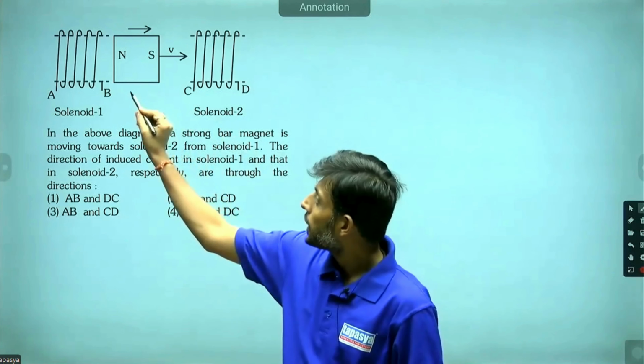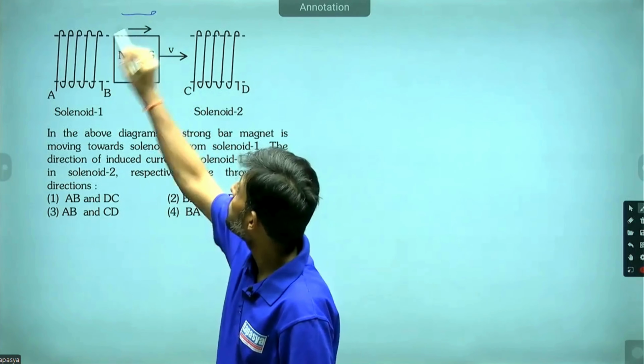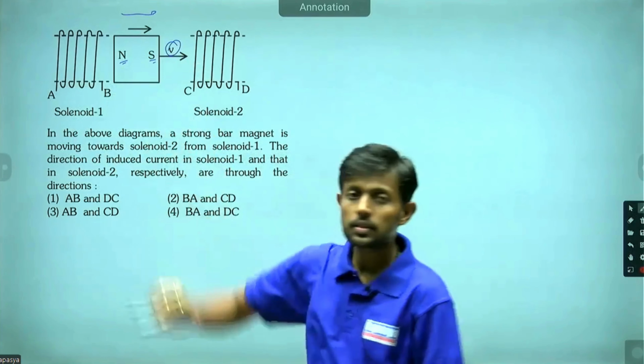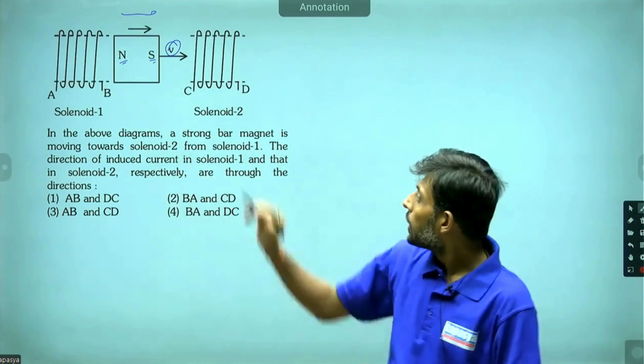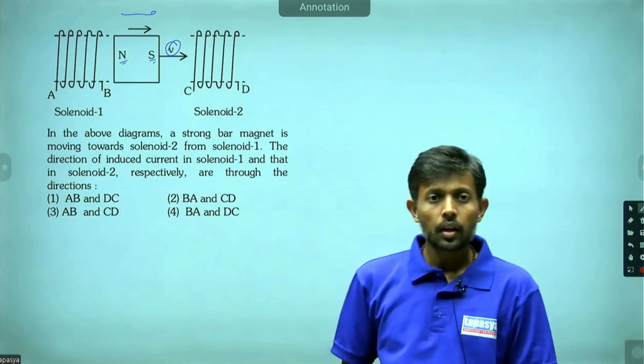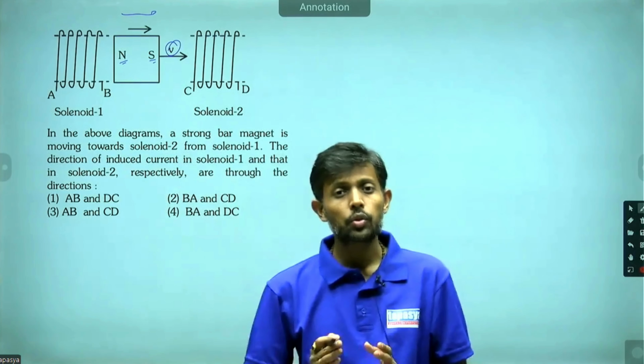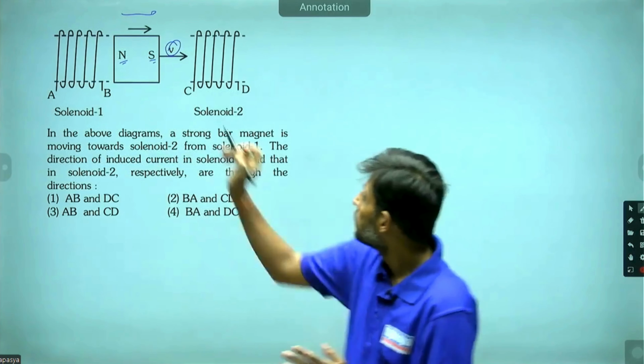So we have a setup like this. There's a magnet here. This is the north pole, this is the south pole, and the magnet is moved in this direction. You can see this is the direction of velocity. There's a coil here, and there's another coil behind. Now we have to find the direction of induced current in both these coils, that's all. We're going to use Lenz's law to do that.